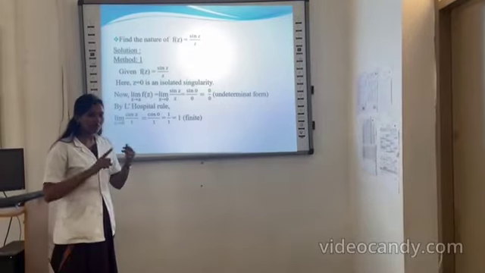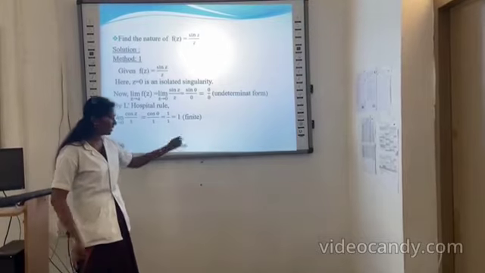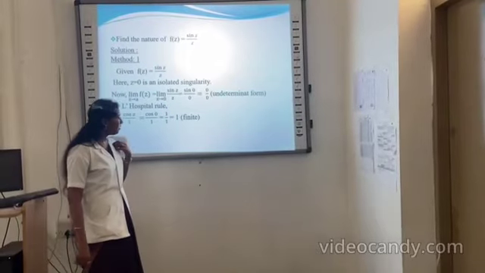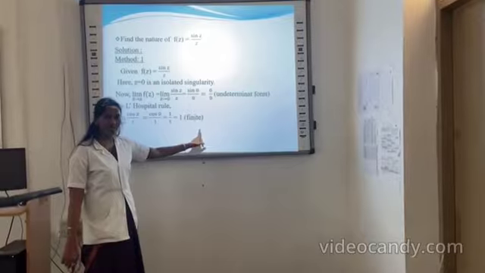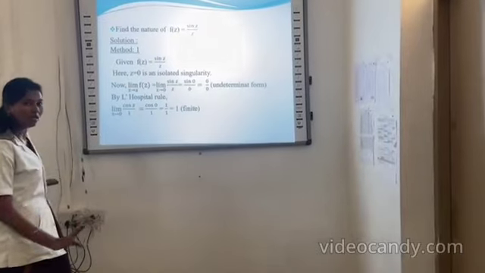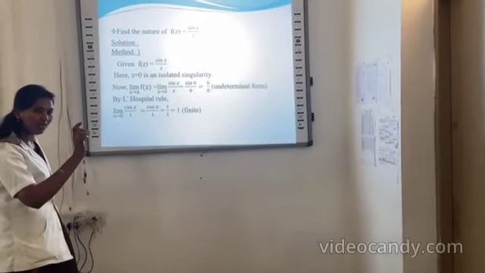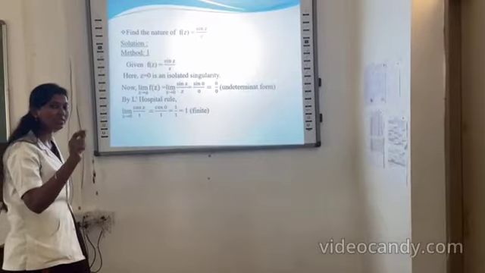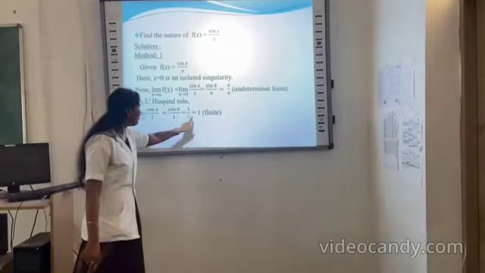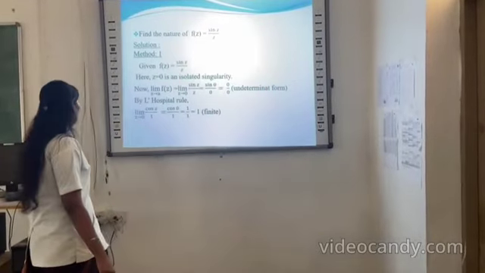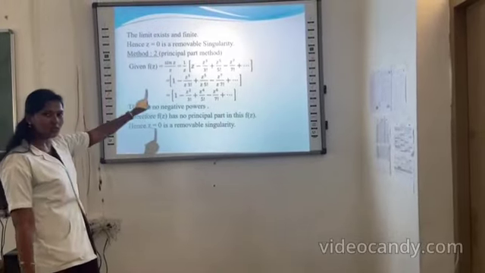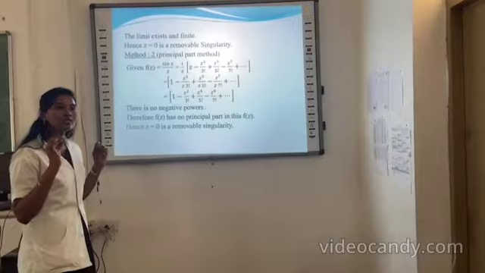Now we check whether this 1 is finite, infinite, or does not exist. We know that 1 is a finite number. Using method number 1, if the limit value is finite, the function has a removable singularity. So the limit exists and is finite. Therefore z equal to 0 is a removable singularity. This is method number 1.